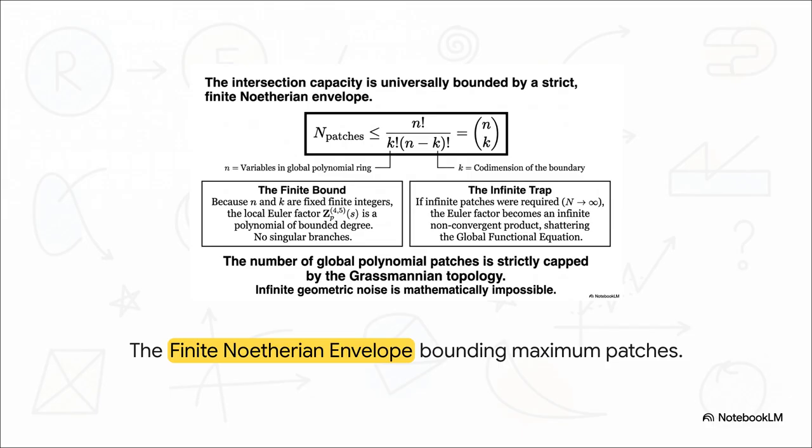So, the crucial point is this finite Noetherian envelope equation right here. N subpatches is less than or equal to n factorial over k factorial times n minus k factorial. Or, in much simpler terms, n choose k. Because n, the variables in the polynomial ring, and k, the codimension of the boundary, are strictly finite integers, the maximum number of required polynomial patches is rigidly capped by this binomial coefficient. An infinite cascade of geometric noise is mathematically impossible. The Grassmannian topology simply will not allow it.